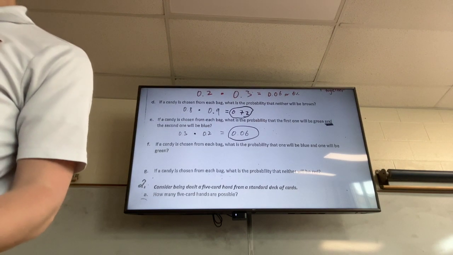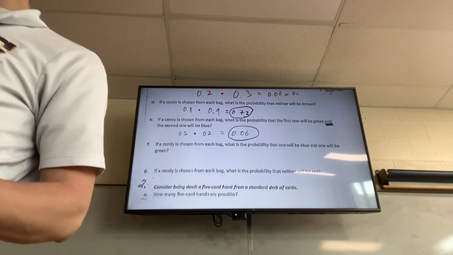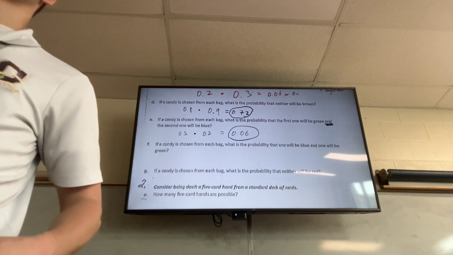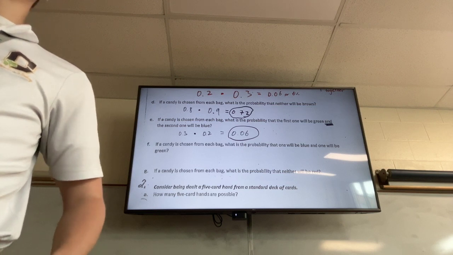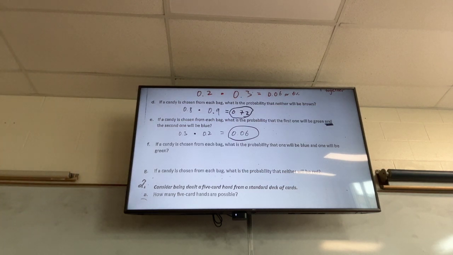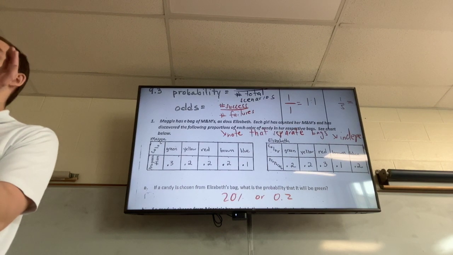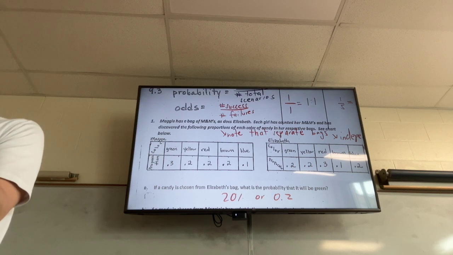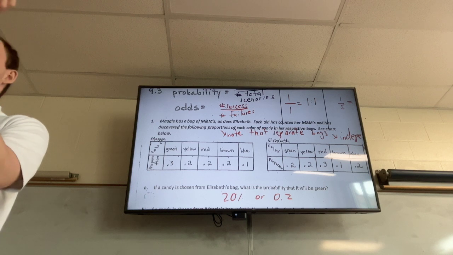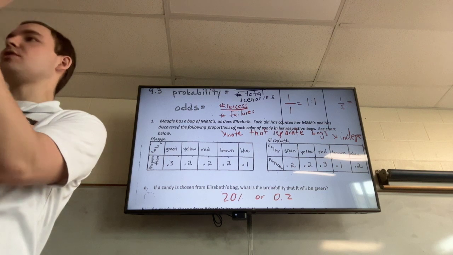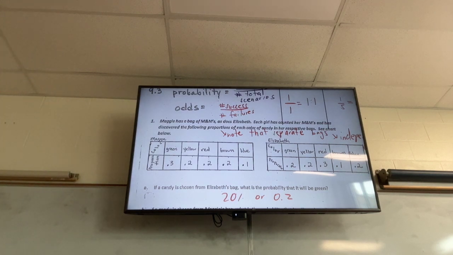If a candy is chosen from each bag, what's the probability, oh, here's a good one, that one will be blue and one will be green. So what are the two ways of getting one blue and one green? There's actually two ways to do this. We could pull a blue out of Maggie's bag and a green out of Elizabeth's bag, or we could pull a green out of Maggie's bag and a blue out of Elizabeth's bag, right? So we want either of those. If one of those two situations happens, we'll get a success.